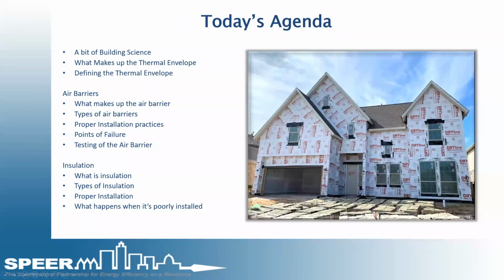So today's agenda, we've got a little bit of building science that we're going to run through, what makes up the thermal envelope, defining that thermal envelope. And again, that includes air barriers: what makes up the air barrier, what types of air barriers we've seen, proper installation practices, points of failure, testing of the air barrier. And then on the insulation side, what is insulation, which is kind of elementary, what types of insulation we see out there, proper installation practices, and also what happens when it's poorly installed.